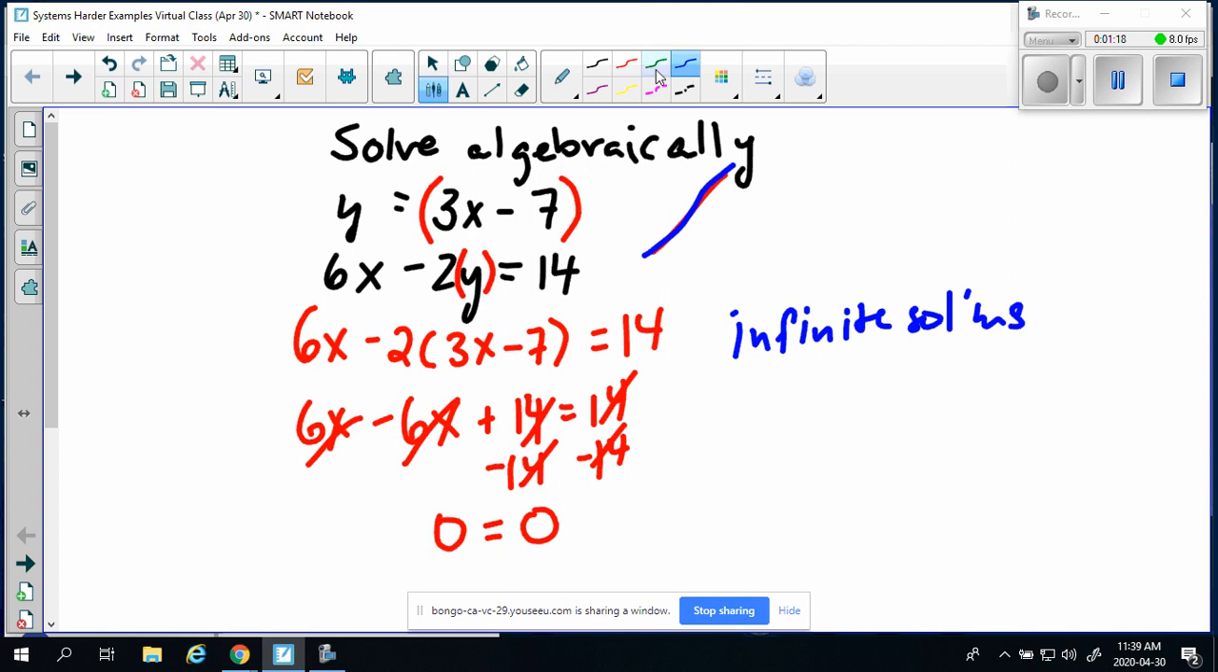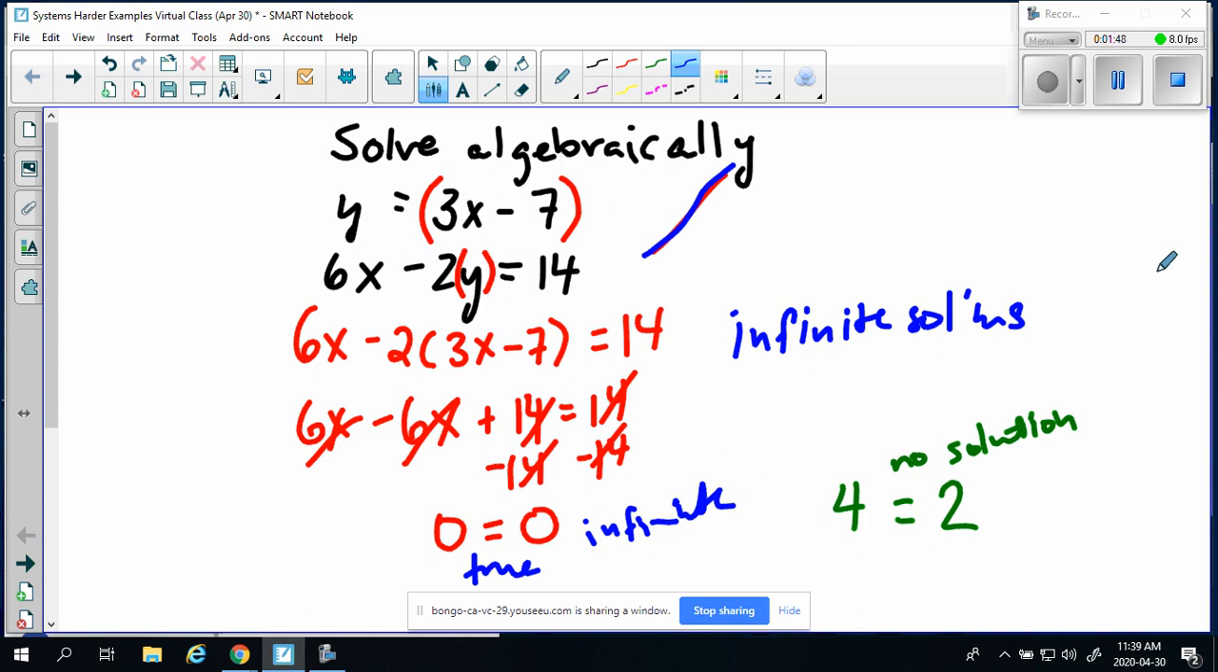Now, there's going to be some cases where you try and solve it algebraically, and then you end up with something like 4 equals 2, which is never true. It's not possible for 4 to equal 2. So in this case, there would be no solution. Those lines are parallel. But if you have something that is always true, like 0 equals 0, then you have an infinite number of solutions. So if this happens while you're solving something algebraically, that is why.